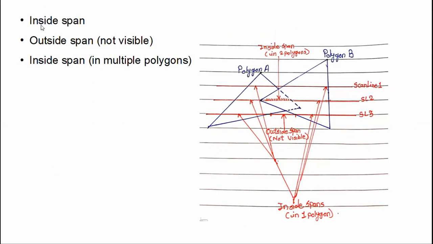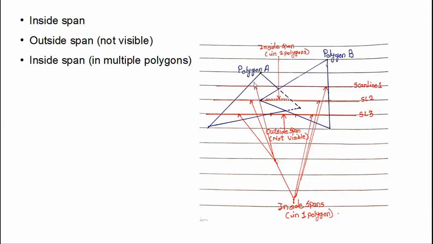Those terms are inside span or outside span, and then again inside span in multiple polygons. Now here the red lines are the scan lines. These horizontal lines are the first scan line, second scan line, and the third scan line. If I consider the first scan line, it is intersecting these two polygons, polygon A and polygon B. So this area is inside of the polygon. From this portion to this portion, this area is of polygon B. Again, this portion on the scan line is of polygon A.